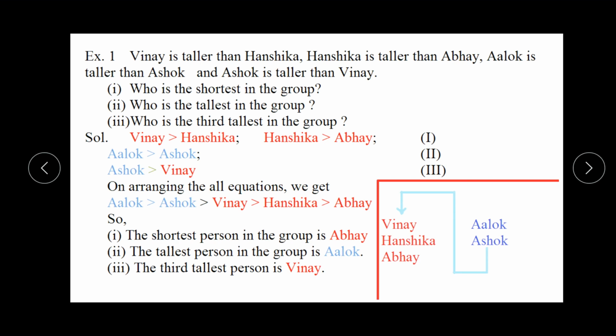In the next line we will write Alok is taller than Ashok, because in the first part there is no comparison between Alok and these names. But in the last line it is said that Ashok is taller than Vinay. From here we can say that Alok is the tallest person, Abhay is the shortest person, and counting 1, 2, and 3, at the third place, Vinay is the third tallest person.